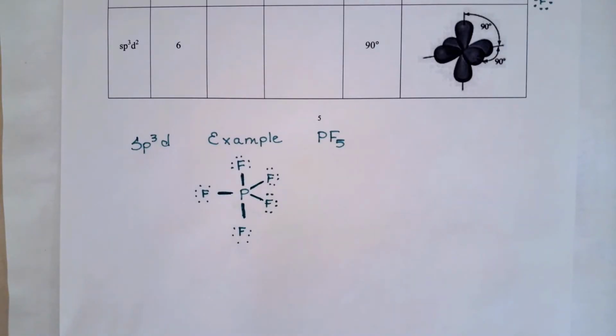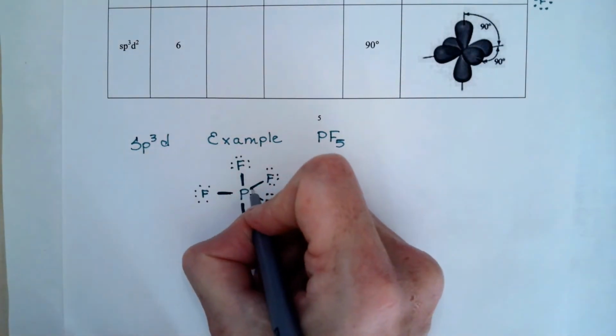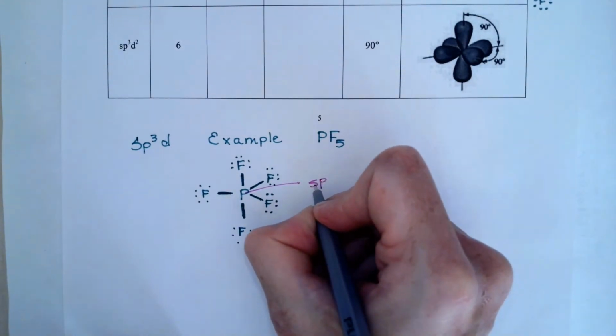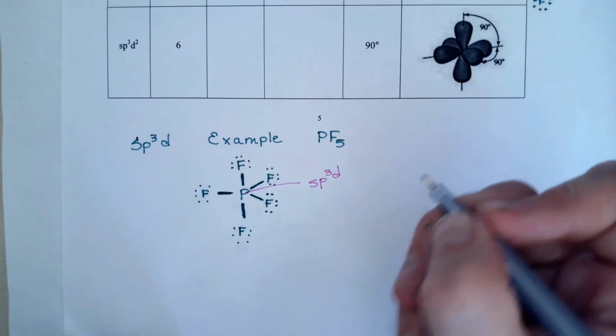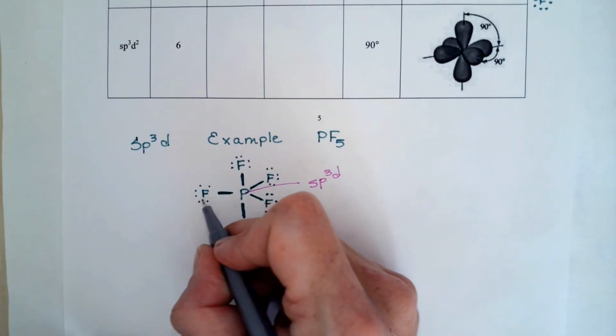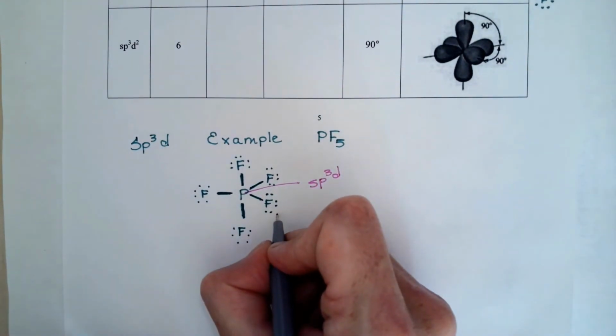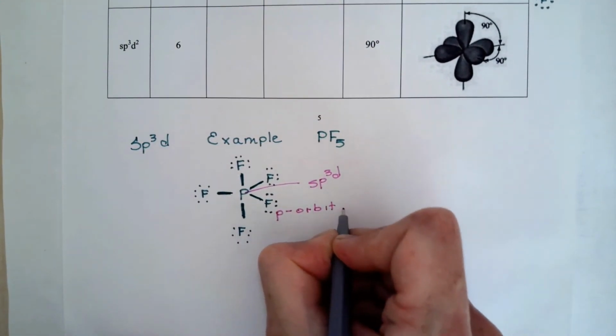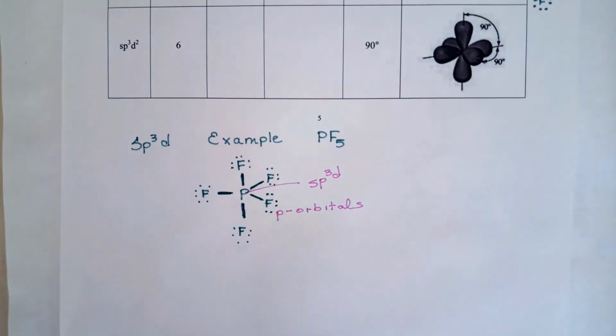So for the example of a molecule that uses an sp3d hybridization scheme, I want to use PF5. So here's the Lewis dot structure, and there's a couple things to note here. It's the central atom, the phosphorus, that's going to take advantage of those sp3d hybrid orbitals. We have all these fluorines. I'm going to throw the fluorines into standard old p orbitals. And you might be wondering why.